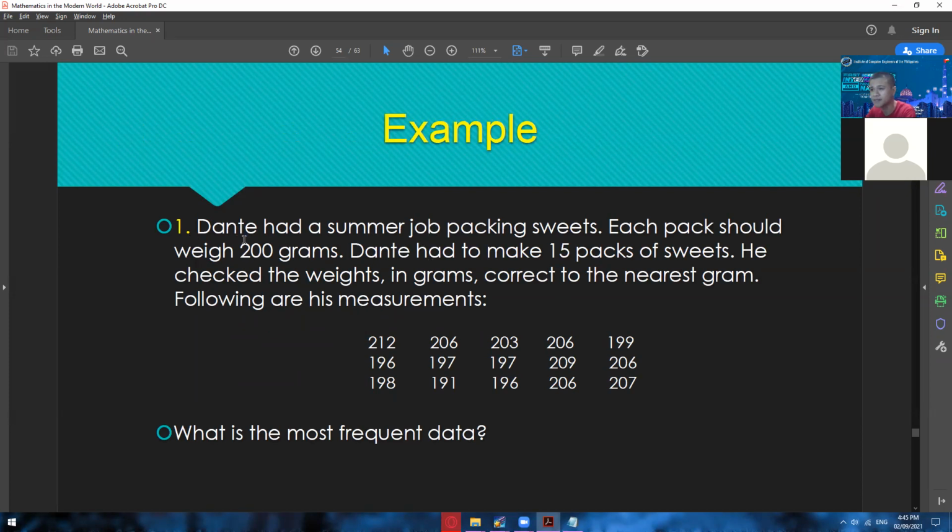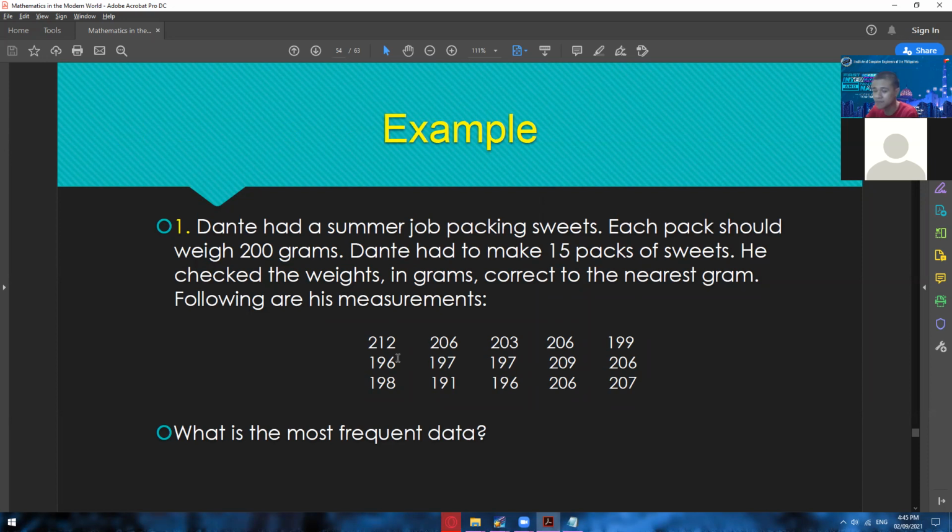And then Dante had a summer job packing sweets. So each pack should weigh 200 grams. So Dante had to pack 15 packs of sweets. He checked the weights in grams, correct to the nearest gram. Okay, following are his measurements of his packaging of sweets. So we have 212, 196, 198, 206, 197, and many more.